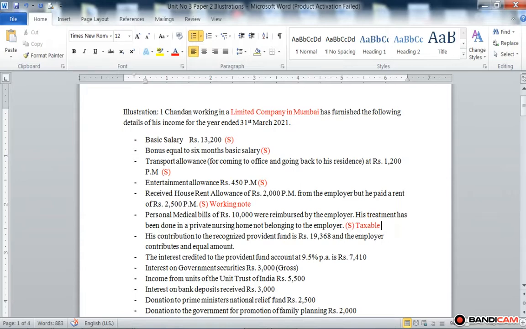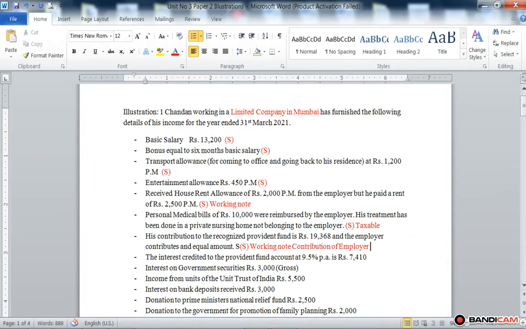So Chandan has contributed an amount of rupees 19,368 in recognized provident fund, RPF, and an equal amount is contributed by the employer. So whatever amount is given by the employer to the employee is taxable, and recognized provident fund is also part of salary, and we have to compute a working note on the contribution of the employer.